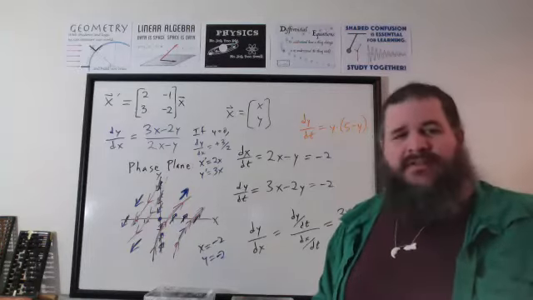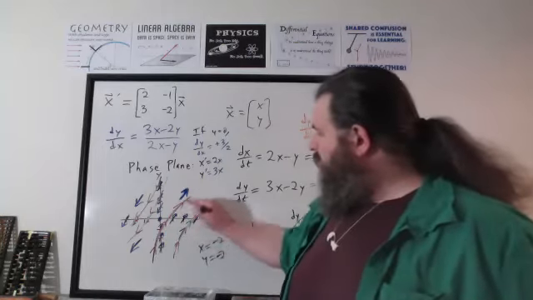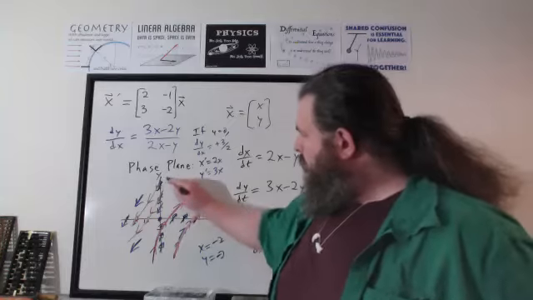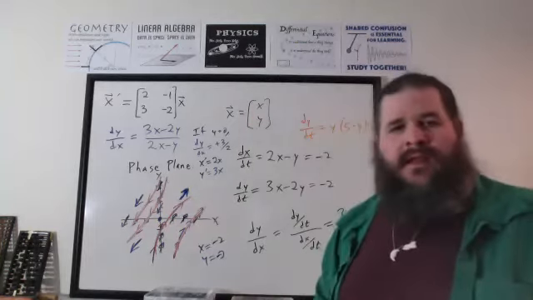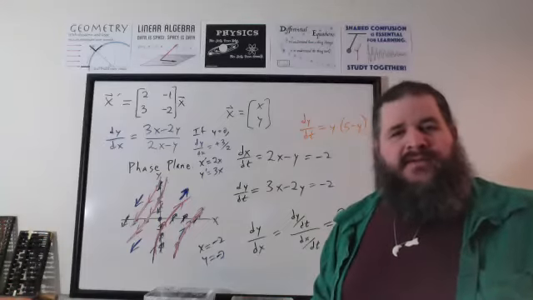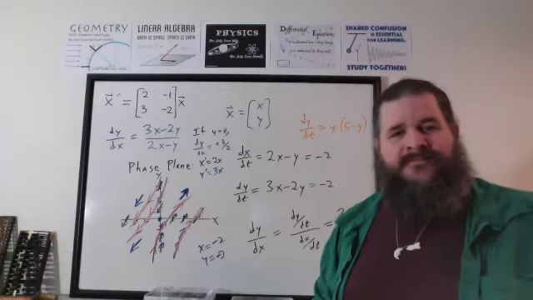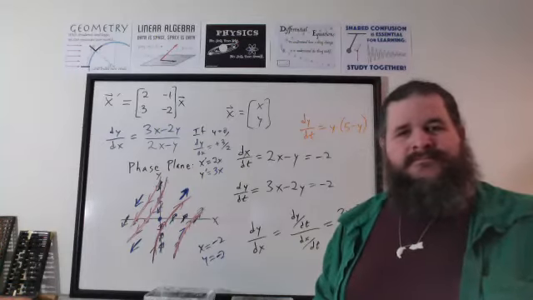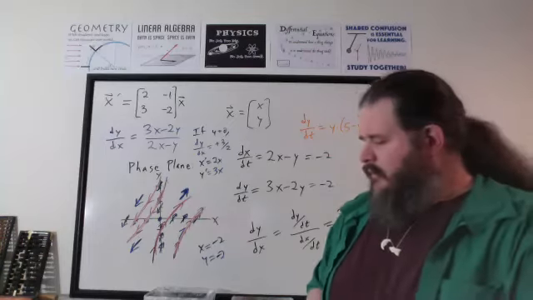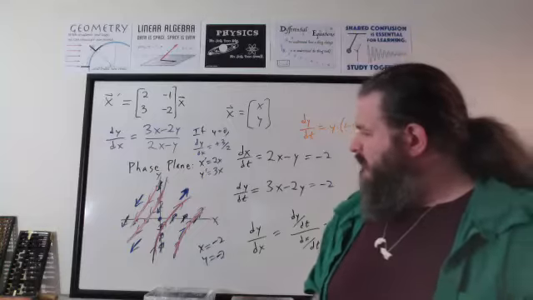A rough sketch of the phase plane and a general idea of what some of the solutions are going to look like, depending, of course, on the initial conditions. Any questions on that phase line or phase plane so far? So that gives us a general idea of what kind of solutions to expect.